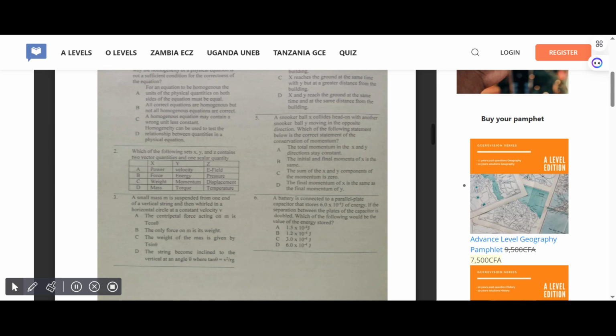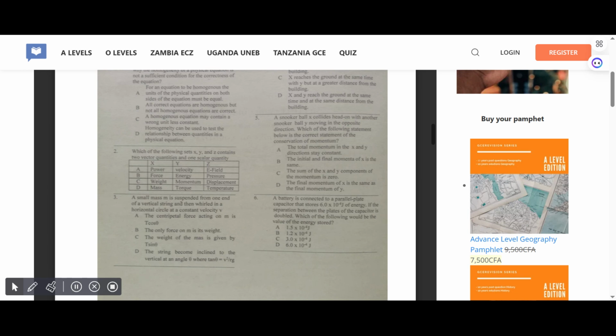Question 5. A snooker ball collides head-on with a smaller snooker ball moving in the opposite direction. Which of the following is the correct statement of the conservation of momentum? The correct answer for 5 is A: the total momentum in the x and y direction stays constant.